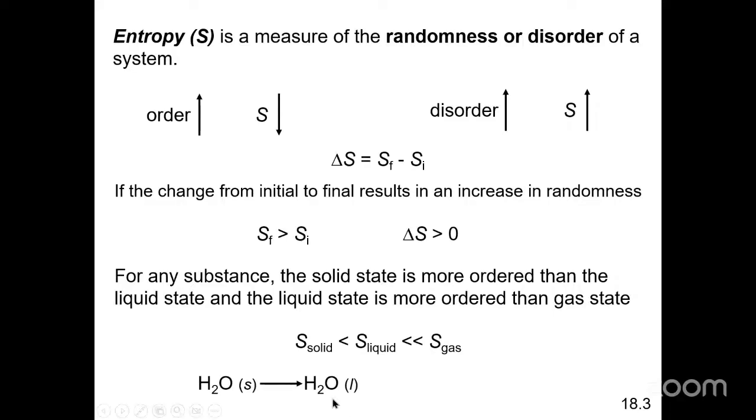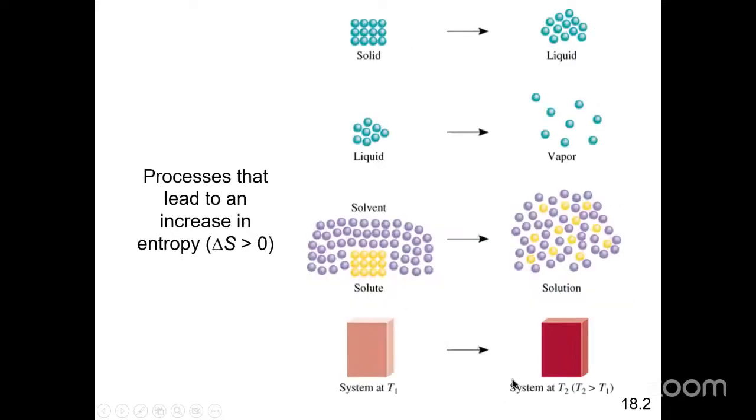So this is the water example here from solid to liquid. Delta S is going to be positive, and it can be measured. There's actually a value that's attached to that transition, right? And here are some other examples. So we talked about the solid to liquid, liquid to gas. In both of these cases, delta S will be positive.